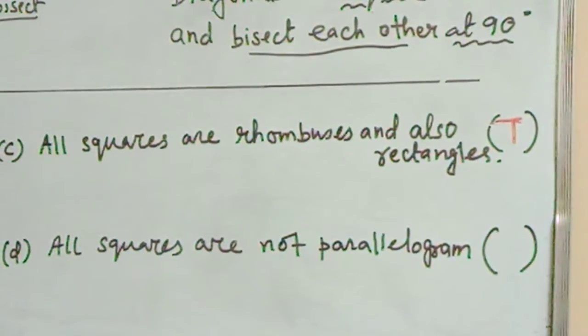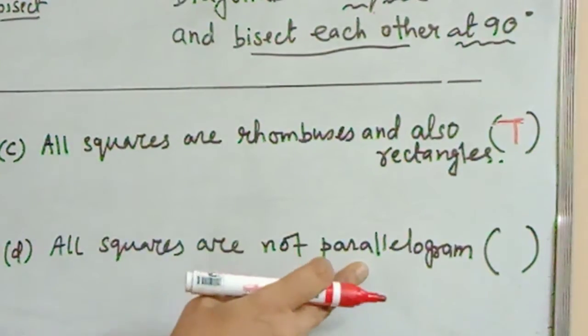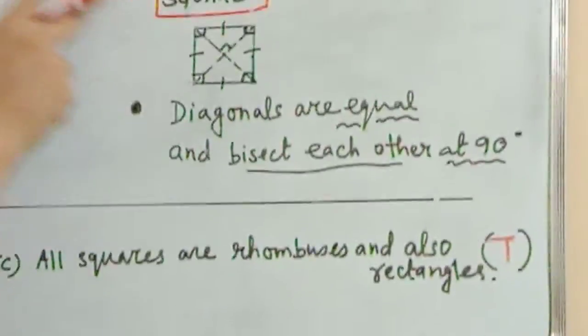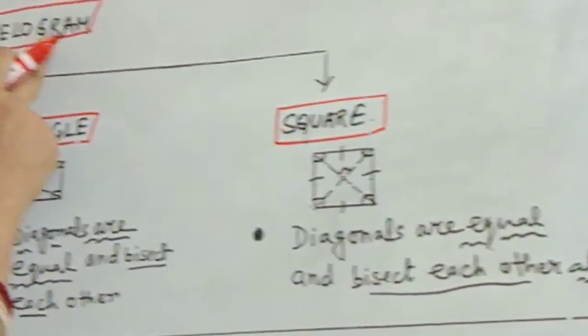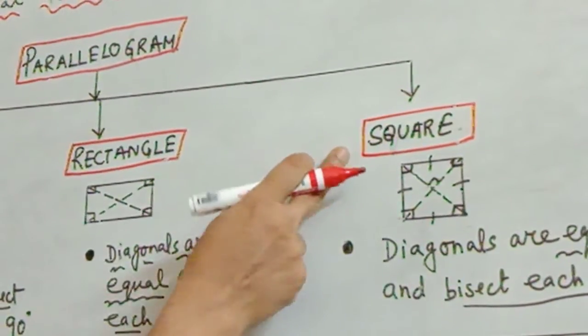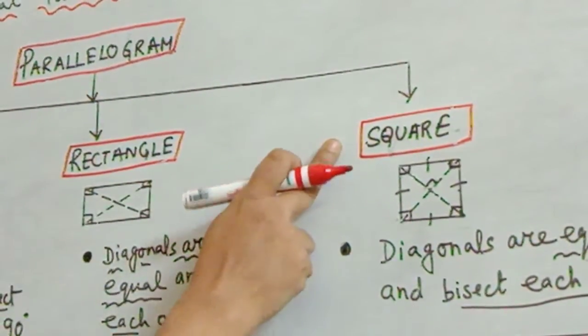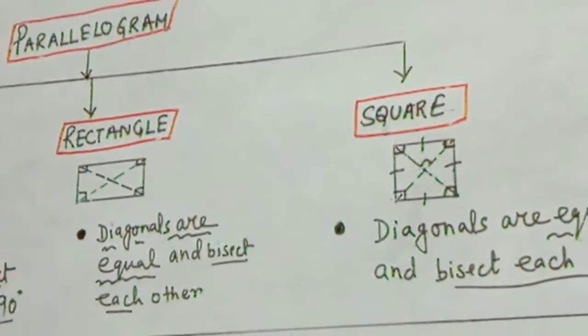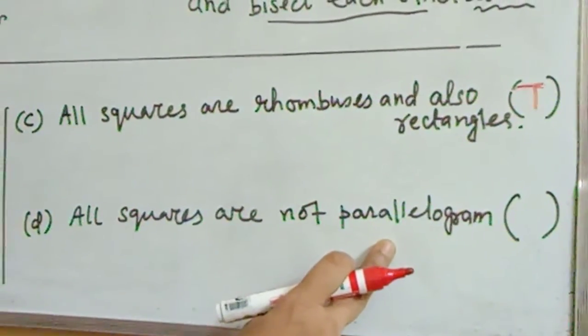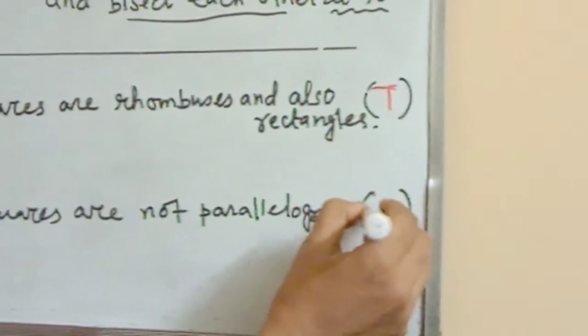Next, all squares are not parallelograms. It is not correct, because a square is a type of parallelogram. So wherever we see a square, we know that it is a special kind of parallelogram. But here it is written that all squares are not parallelograms. It is not true. So it is false.